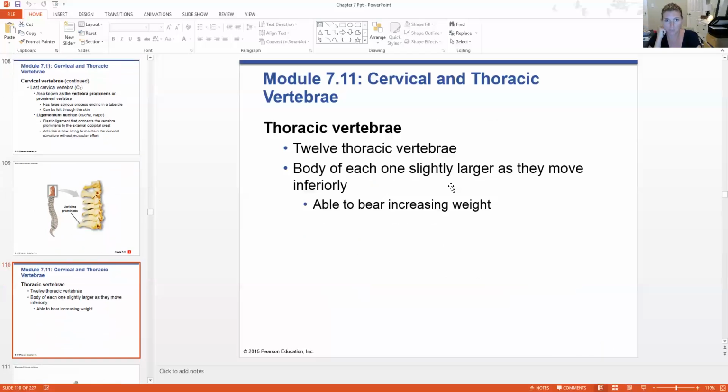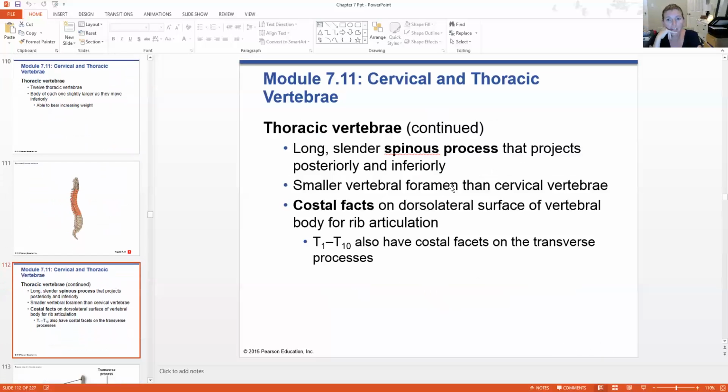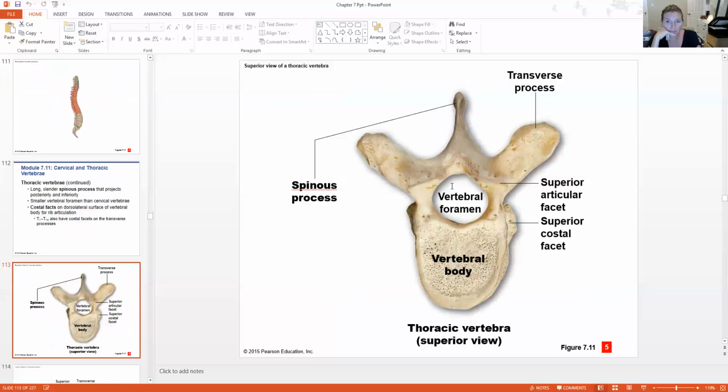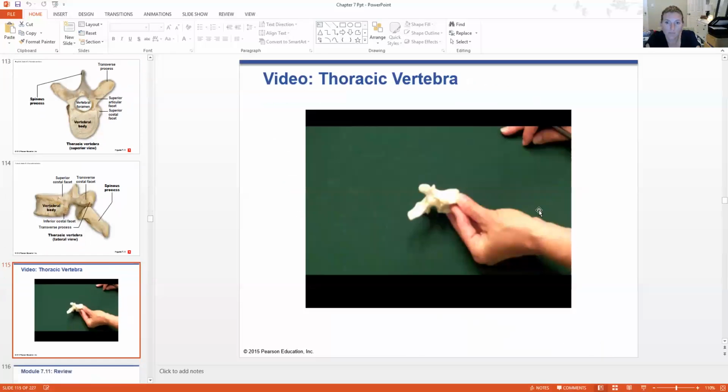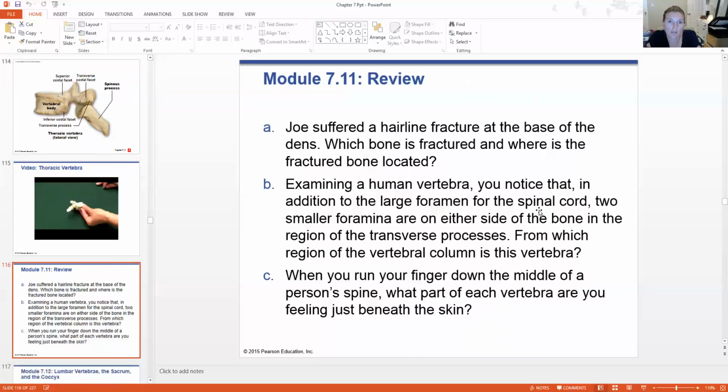There they are. The thoracic vertebrae, there are 12 corresponding with the 12 pairs of ribs. Each one's slightly larger as they go down, because they're holding increasing weight the lower they go. They have a slender spinous process. They have costal facets on their dorsolateral side to allow for rib articulation. And you see those here, the costal facets, these little flattened areas, allowing for the ribs to articulate. And these questions, you can pause the video, go back and review.